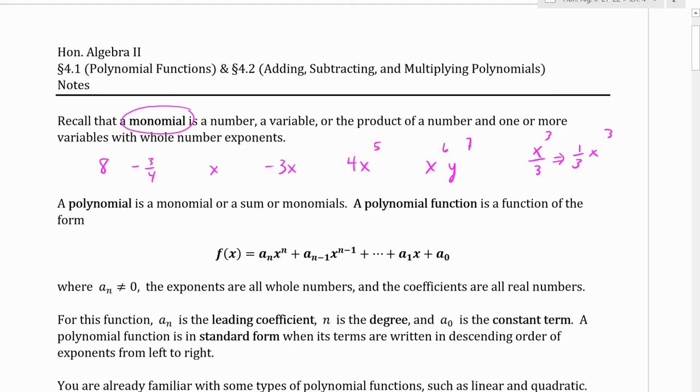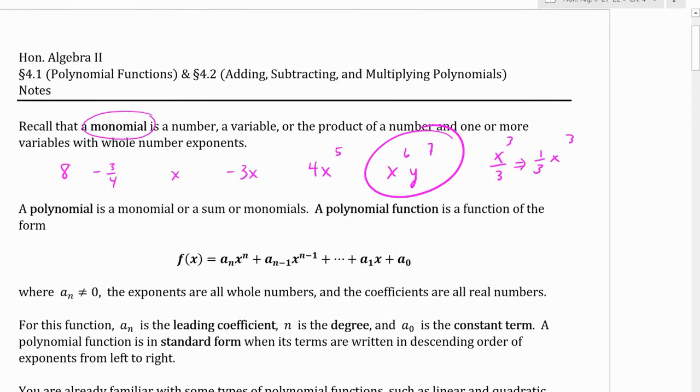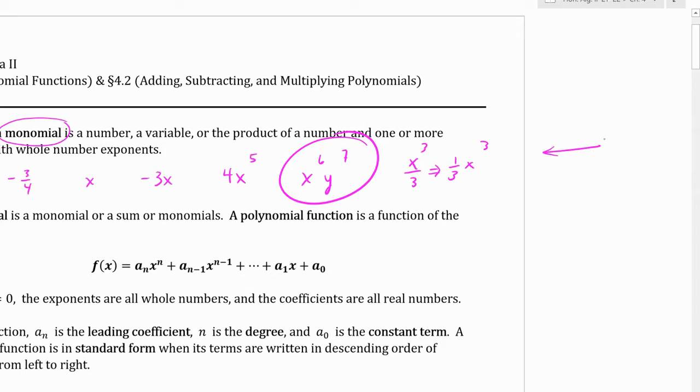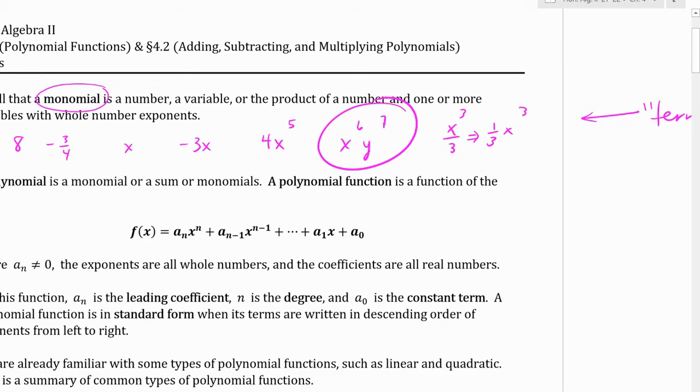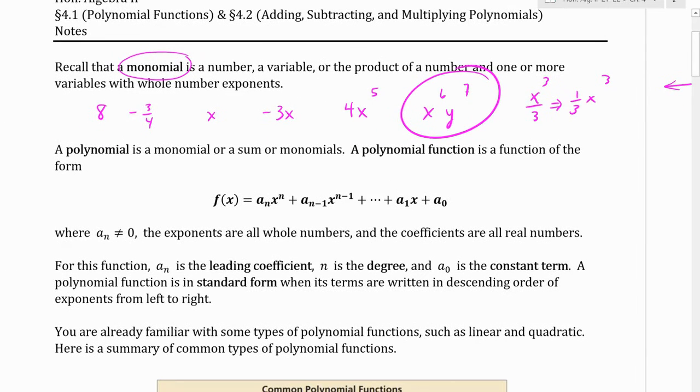Now, a polynomial is a monomial or a sum of monomials. So this is a polynomial, but it's also a monomial. Monomials are things that most of the time we refer to as terms. And terms are stuff that are together with pluses and minuses. It's like 2x plus 8 has two terms in it, a 2x and an 8. But 2x is a single term because it's a product.